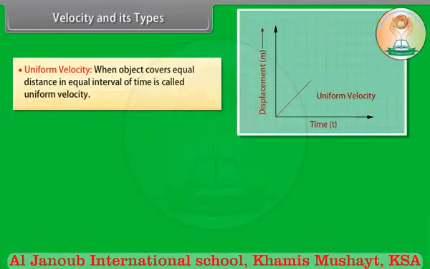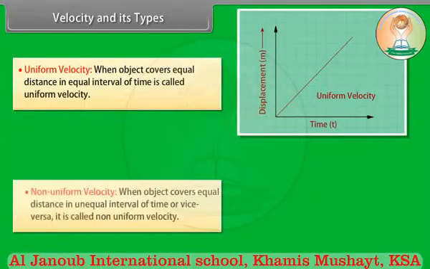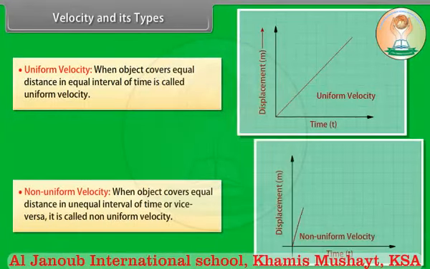Uniform velocity. When the object covers equal distance in equal interval of time, it is called uniform velocity. Non-uniform velocity. When the object covers equal distance in unequal interval of time or vice versa, it is called non-uniform velocity.